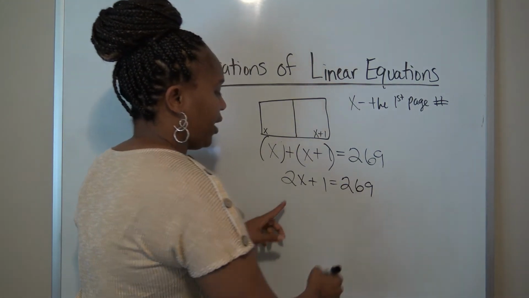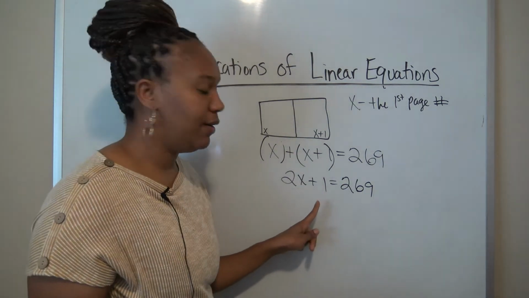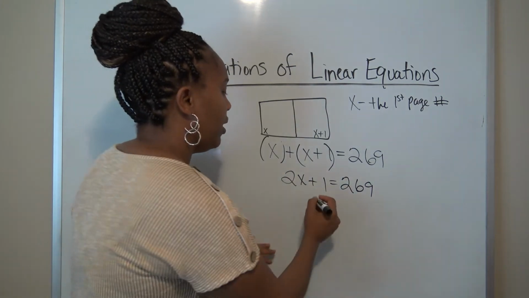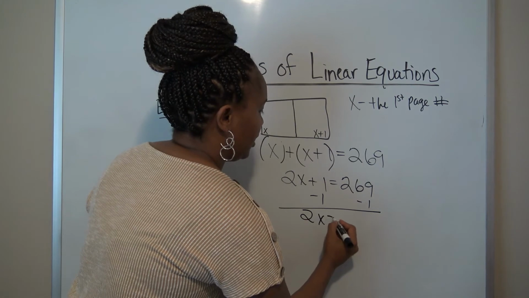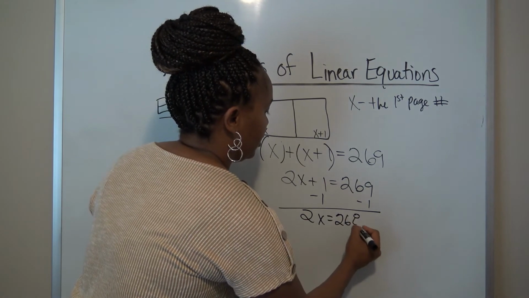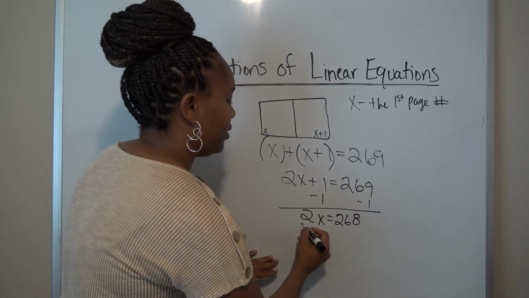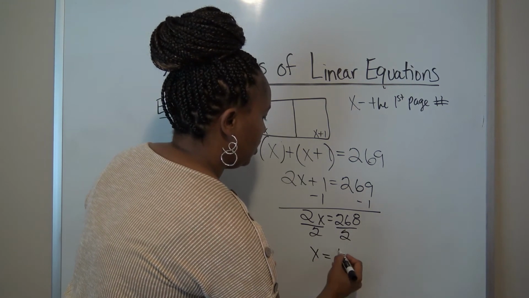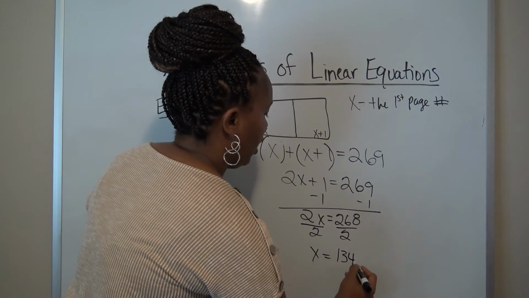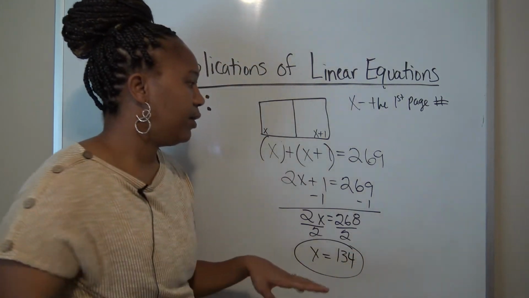I need to solve for x by getting x on the side by itself. So I'm going to get rid of this plus 1 by subtracting 1 from both sides. And I get 2x is equal to 268. Then I'm going to divide both sides by 2. And I get x is equal to 134. So 134 is my answer.